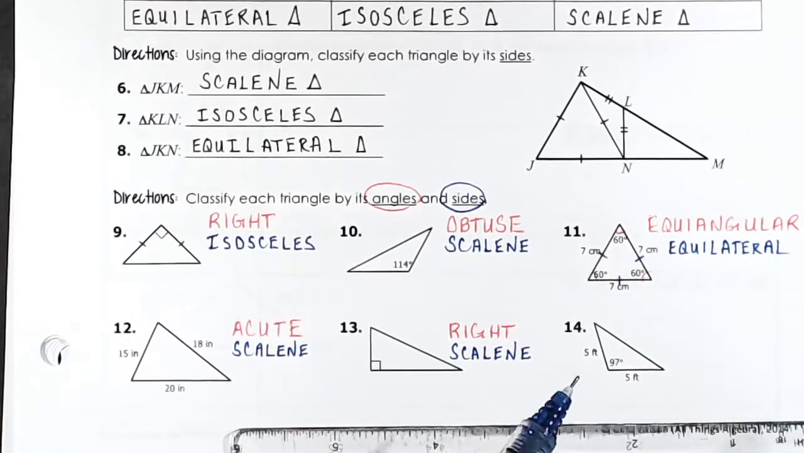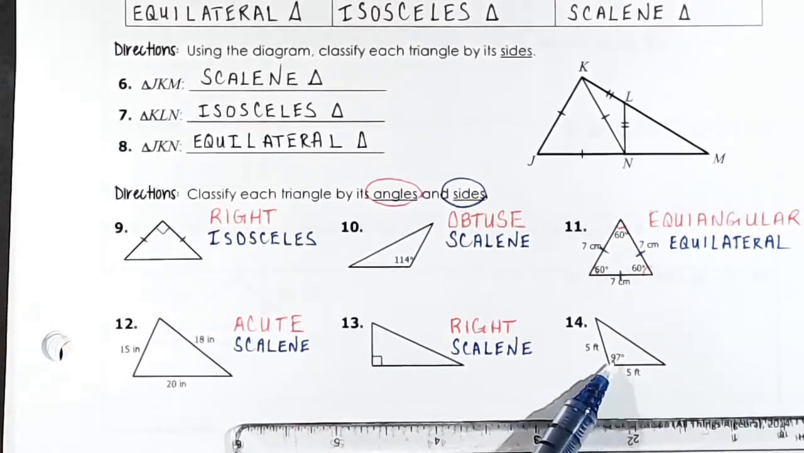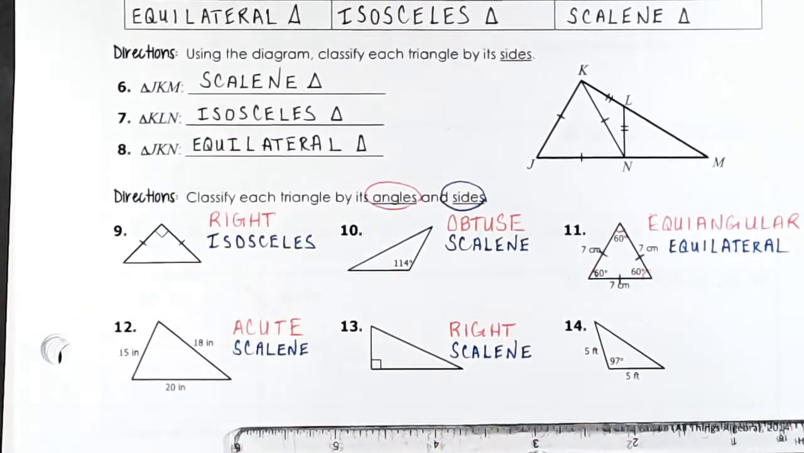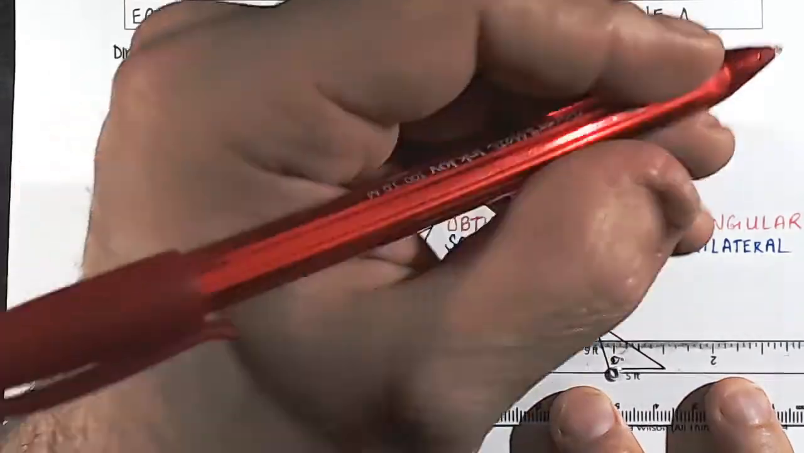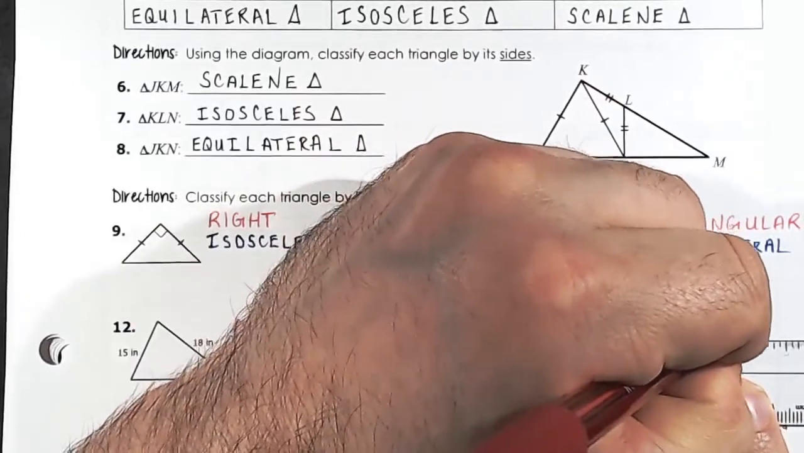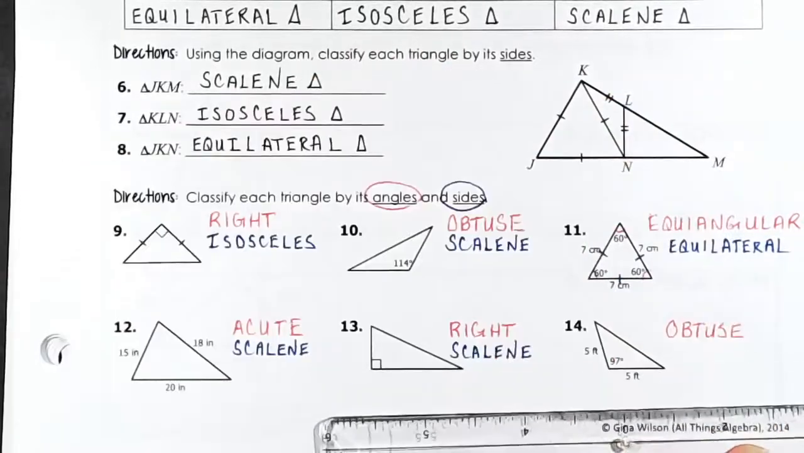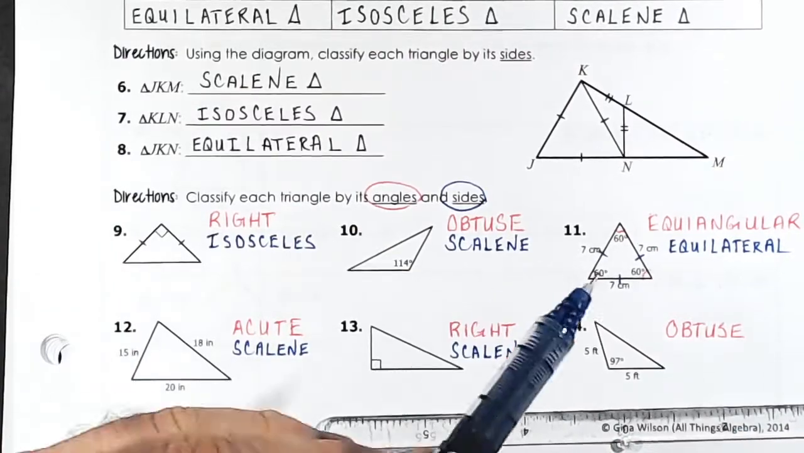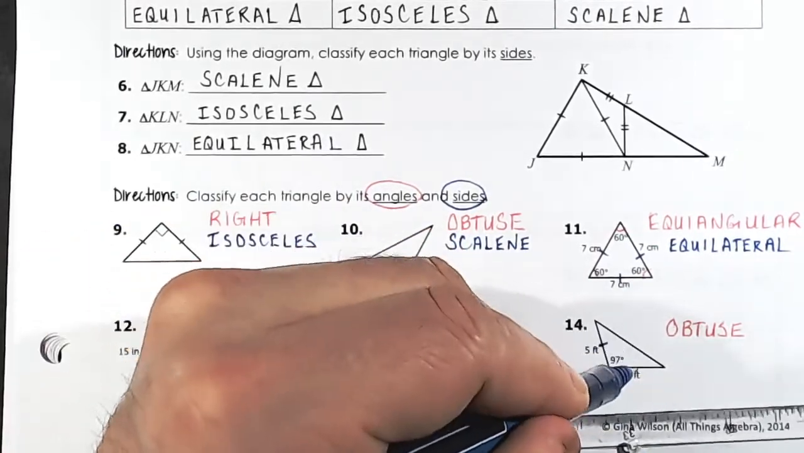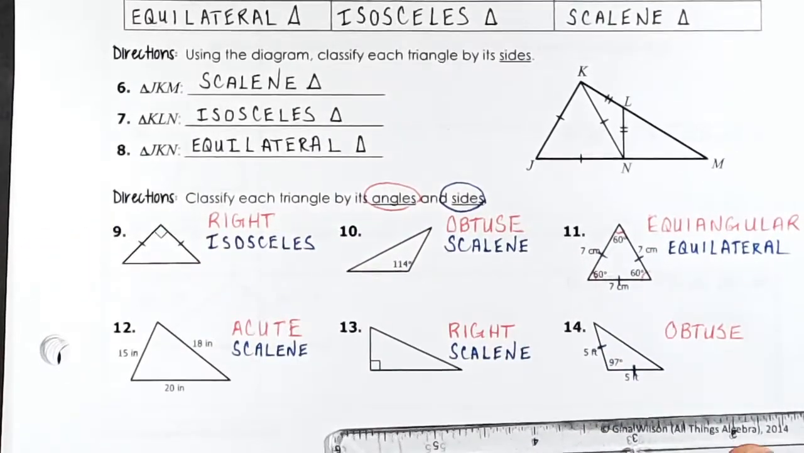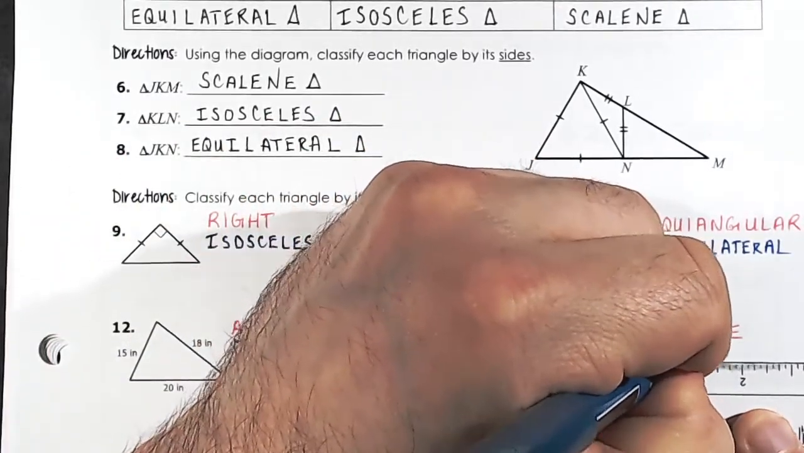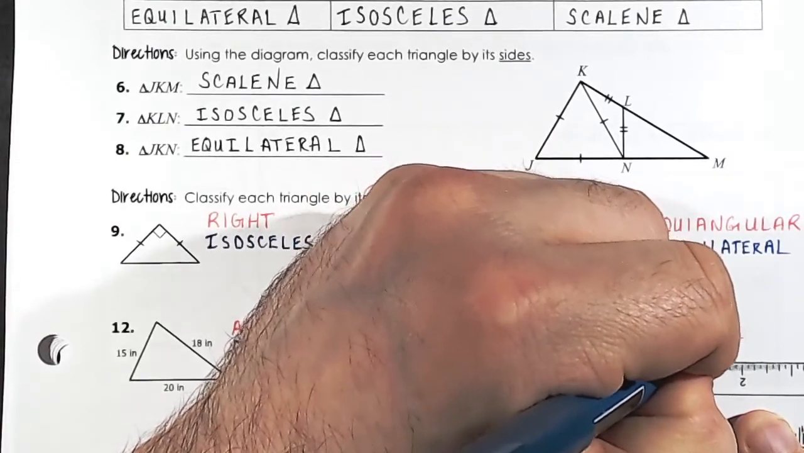Okay, number 14. Right away, we're focused on the angular part, and we see that it's 97 degrees, and 97 degrees is greater than 90 degrees, so this is an obtuse angle. So this is an obtuse triangle from an angular perspective. From a lateral perspective, I'm given two of the sides. I'm given that this side is 5 feet, and this other side is also 5 feet. So if two sides are the same, it is an isosceles triangle. So this is an obtuse isosceles.